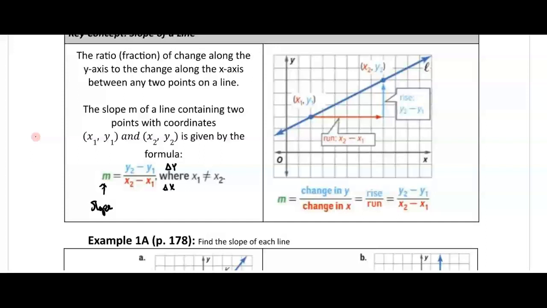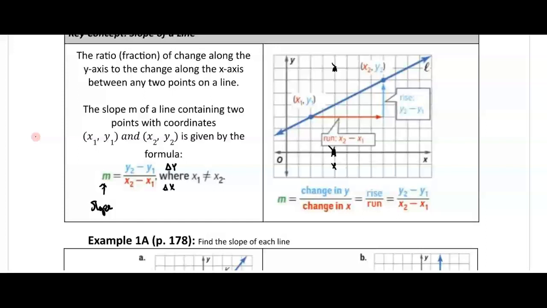Where our x values are not the same. This is why in our lab we could not have two values one on top of the other, because then they would have the same x value. In this case that would be 4. We cannot have the same x value, otherwise we would be dividing by 0, and dividing by 0 is undefined. So our change in y divided by our change in x is our slope.